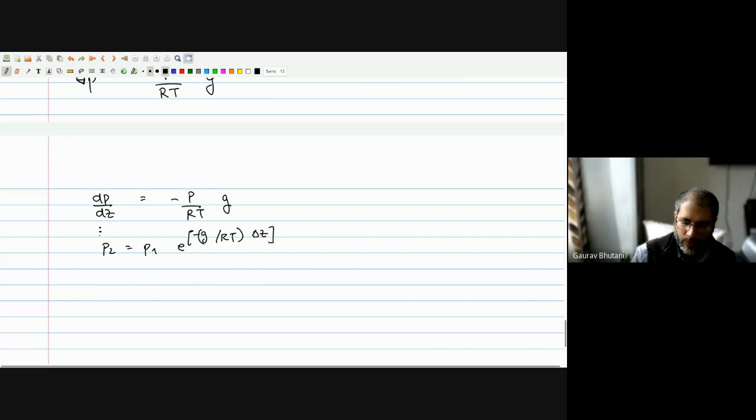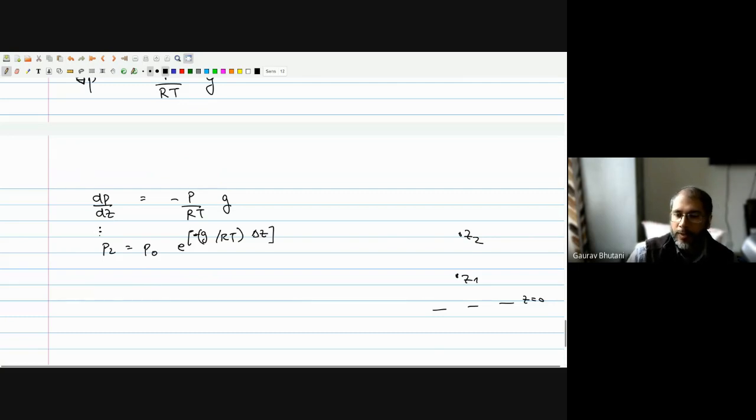So again, we see that as we go up, as our z increases, so this is z1, this is z2. For z equal to 0, delta z is 0 here, so you get P2 equal to P1. So P1 is your pressure at z equal to 0. And as you go up, you will see that the pressure reduces because you have a negative sign. So it's an exponentially decaying pressure field that you get with height, and that is what you will see in the atmosphere.